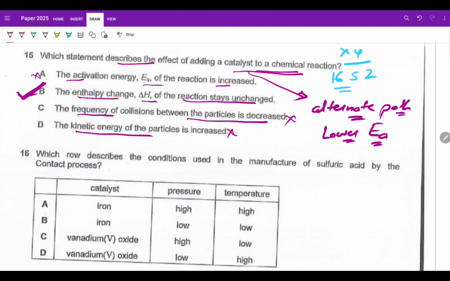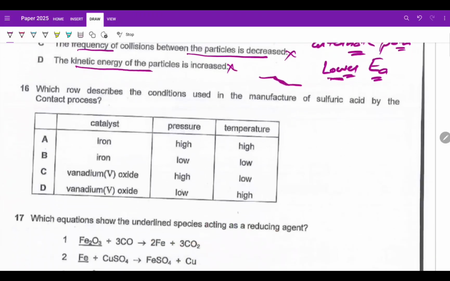Catalyst cannot affect delta H. It can decrease the activation energy required for the reaction, but the difference of energy between the reactants and product will remain the same, so delta H will remain the same. Catalyst cannot affect enthalpy change of the reaction. Okay, that will be the answer for question number 15.